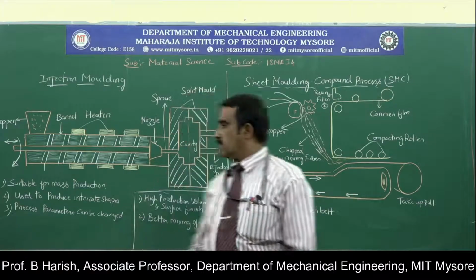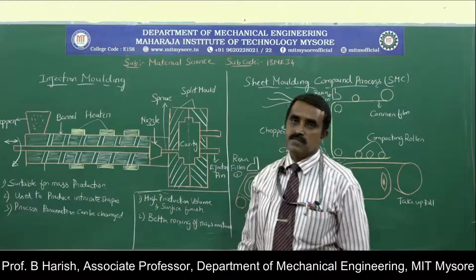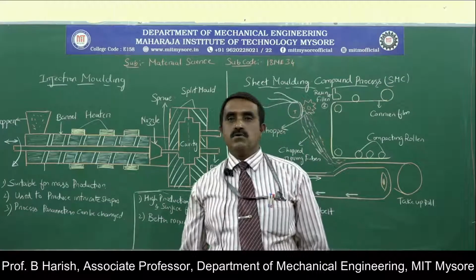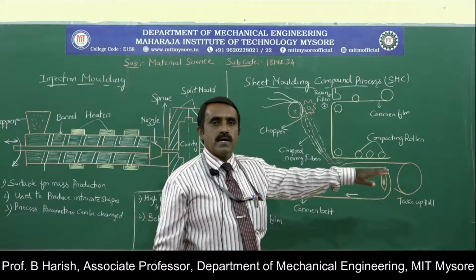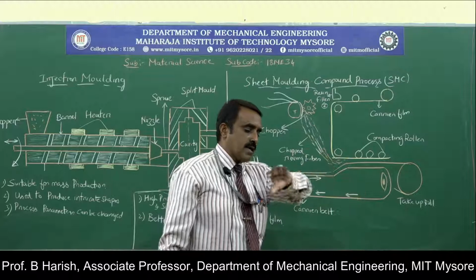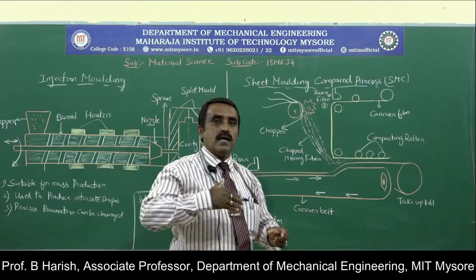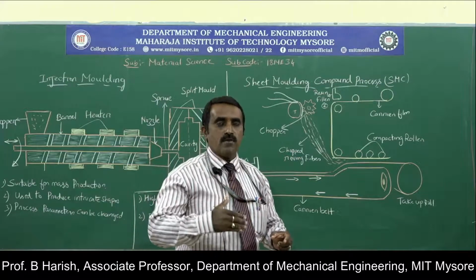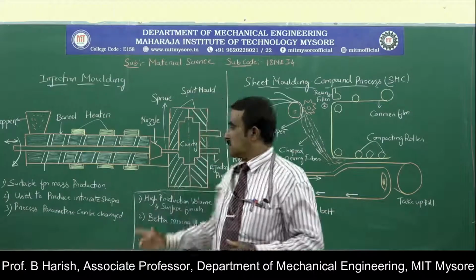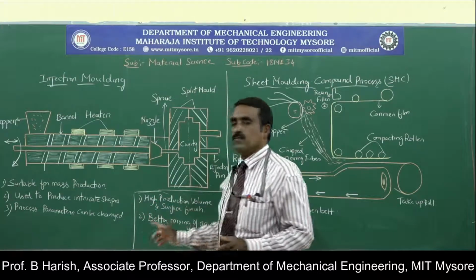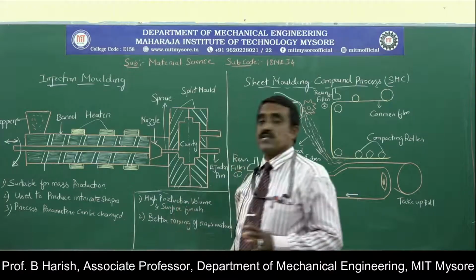Next, looking at the advantages: high production volume and a good surface finish. It is a continuous process. Once you start, the process will be completely automated. I continuously get the thin sheets, which will be rolled. Until the required amount of production is carried out, the process will be continuous. Hence the advantage is high production volume. A large volume can be produced.